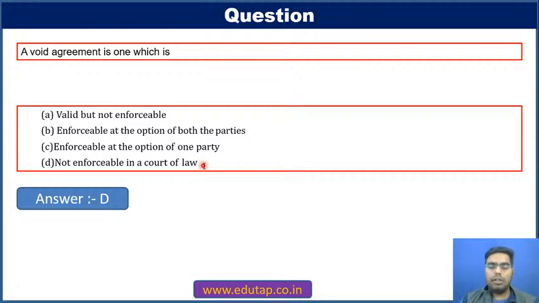No, your explanation is wrong. Let me make it clear to you. A void agreement can never be valid. I am asking about the time after it has already been declared void. So a void agreement is one which is not at all enforceable in a court of law. In the examination also, you can get confused between two or three options, but you have to select the best option from them.